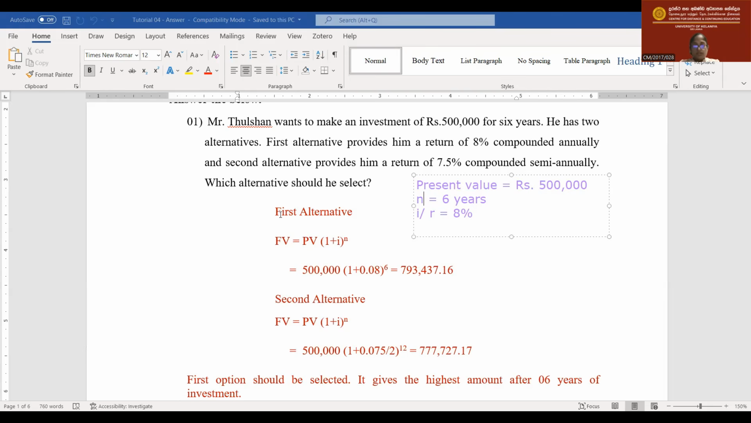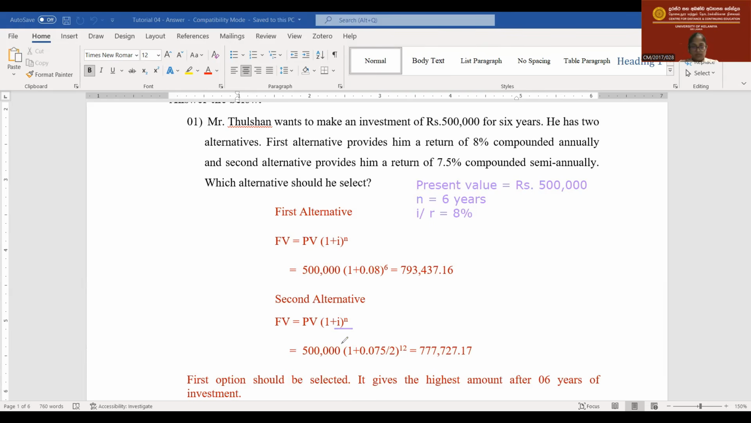Okay. The second alternative, right? I told you, if it is monthly, our N would be 12. If it is daily, our N would be 365. If it is semi-annually, our N would be, is it 6? No, no, no. It is 2, right? How many semi-annual periods for a year? It's 2, right? Okay.